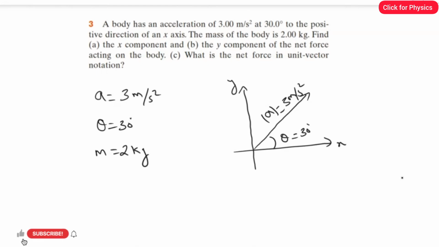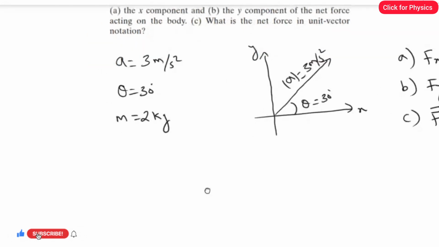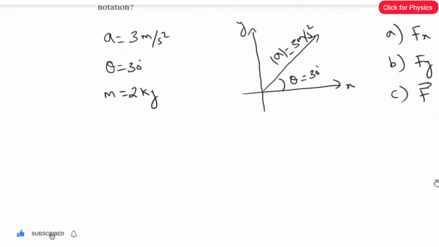In the first part, we are going to find the x component of the net force, and in the B part we are going to find the y component of the net force, and in the third part we are going to find the vector equation in unit vector notation. So first of all, we are going to find the x component of the acceleration. That means this is your a of x and this is your a of y, right? Clear?